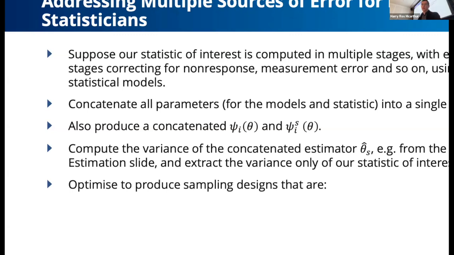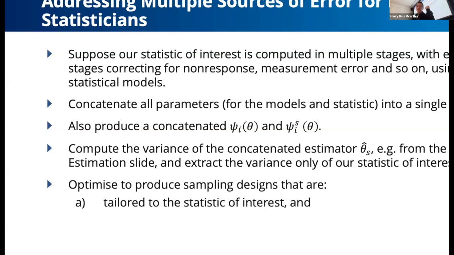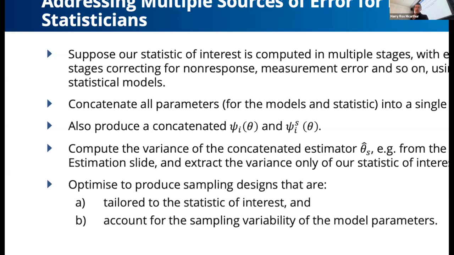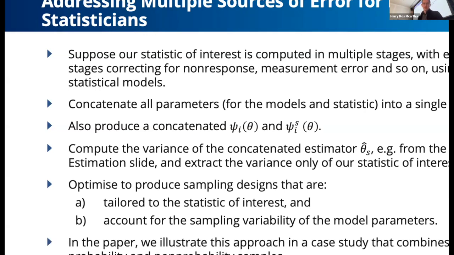And then we can optimize this to produce sampling designs that are, A, tailored to the statistic of interest, and B, account for sampling variability of the model parameters, which is very important because this is what tells you whether or not you're overfitting your modeling, injecting more variance into your statistic than could be compensated by corrections to these errors in the form of bias, for instance. And we've written a paper where we illustrate this in a case study. If you're interested, come talk to me and I can give you that source.